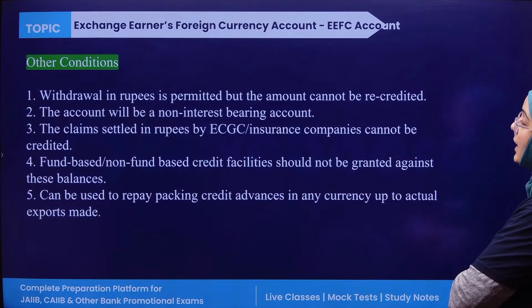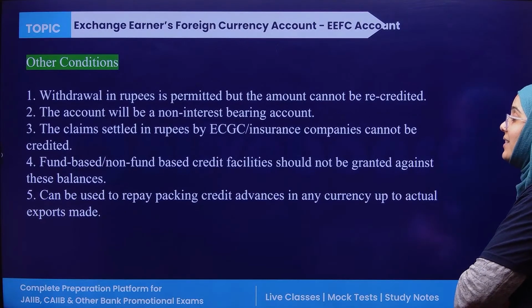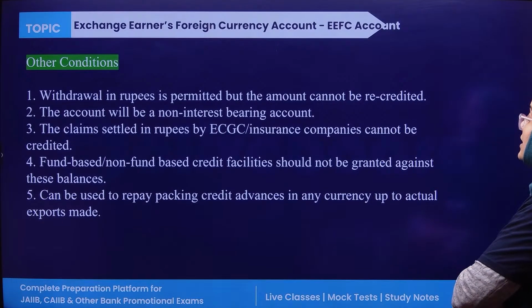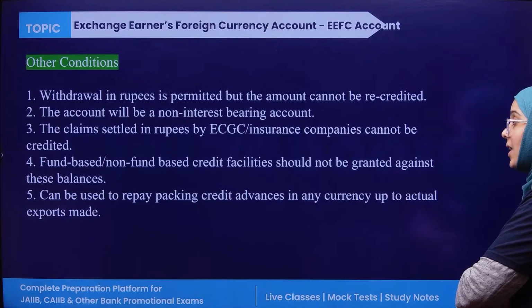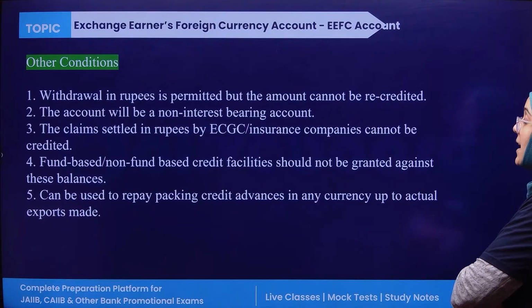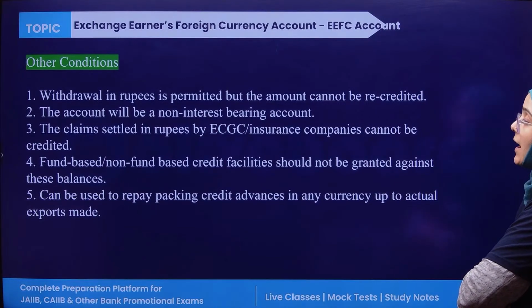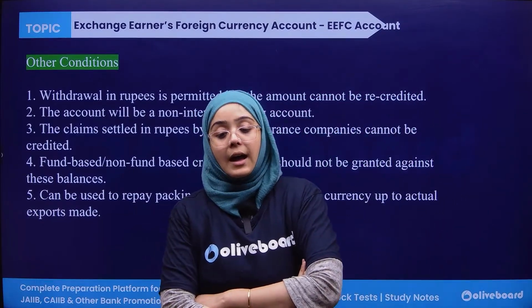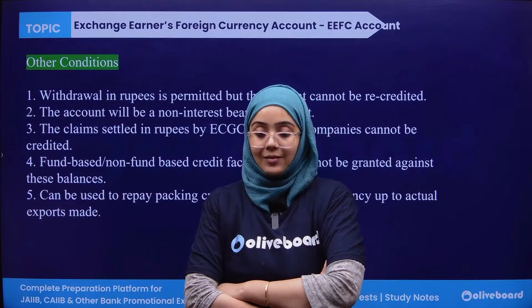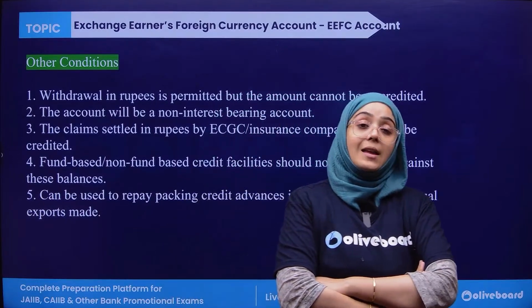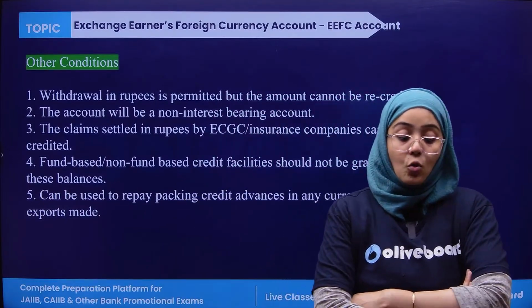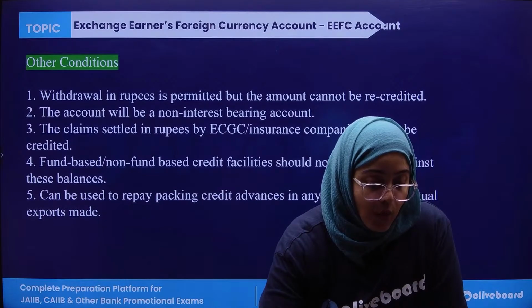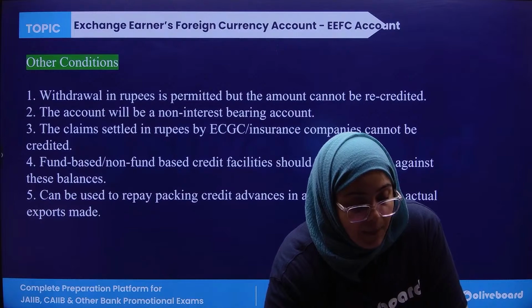Now, if there is any claim by any insurance companies, this claim can be settled in rupees. Fund based and non-fund based facilities are guaranteed against the balances. This can be used for repaying the credit advances up to actual export. So these are the general conditions for the Exchange Earner Foreign Currency account. Withdrawal in rupees is permitted, but you cannot recredit the same amount.